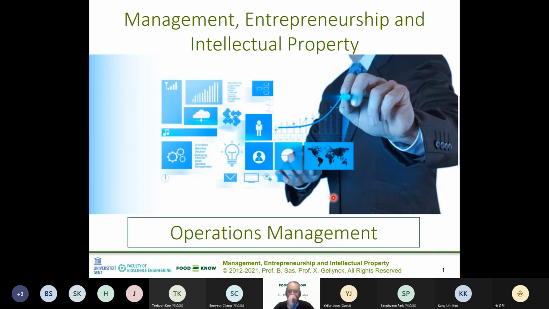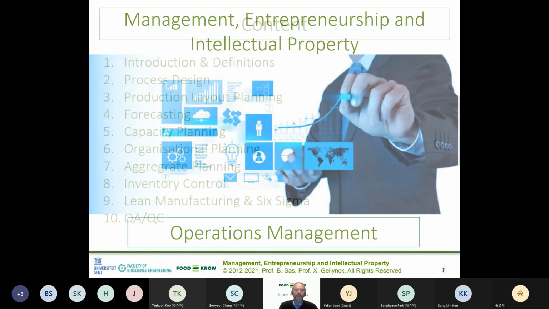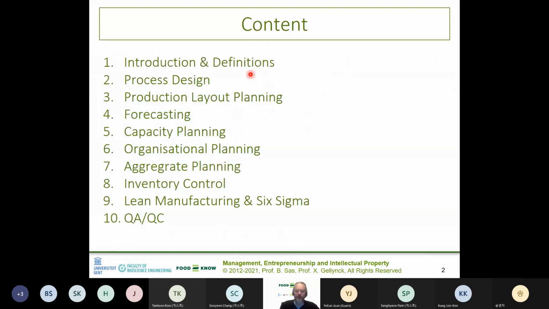So this module is on operations management. It covers production, but also warehousing, procurement of machines, installing machines, labor, and so on and so forth. So the content of this module will be some introduction and definitions.